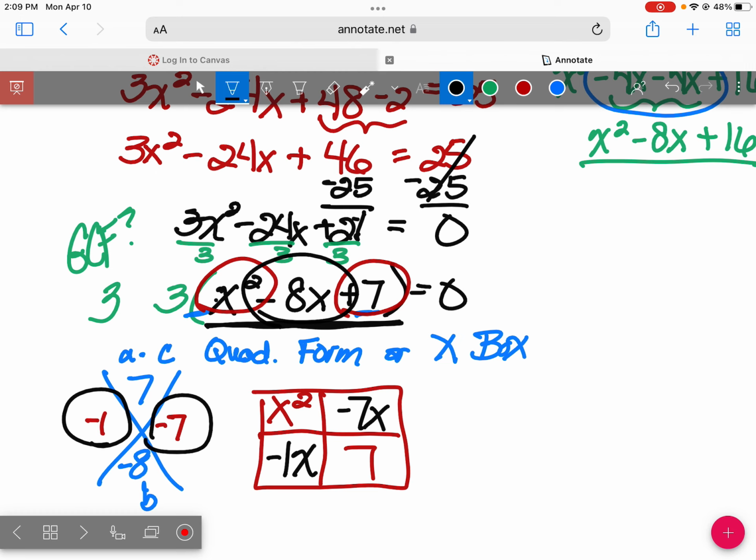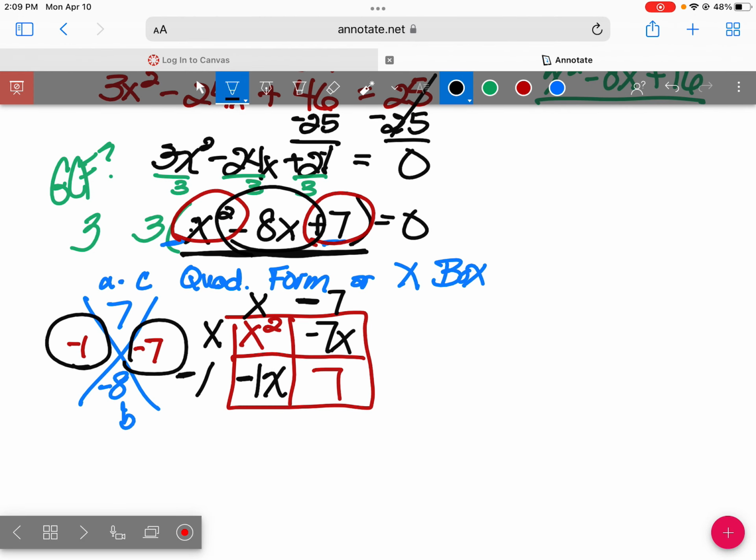X squared and negative 7x is going to be an x. Negative 1x, we don't like dealing with negatives, and it's on the outside, so I have to factor out that negative. And a 7, jeez, they don't have anything in common, just 1. X squared and negative 1x, that is an x. And negative 7x, again, that's on the outside, and negative 7.